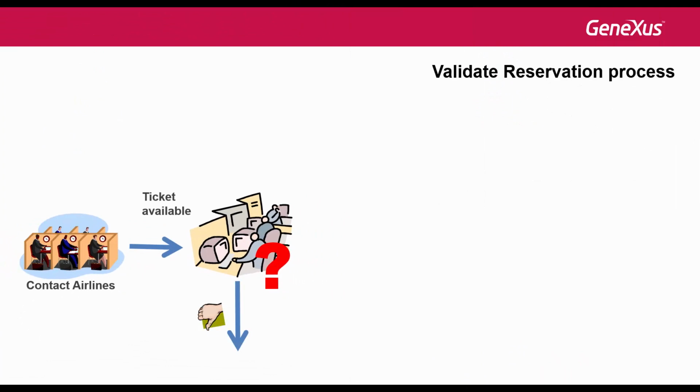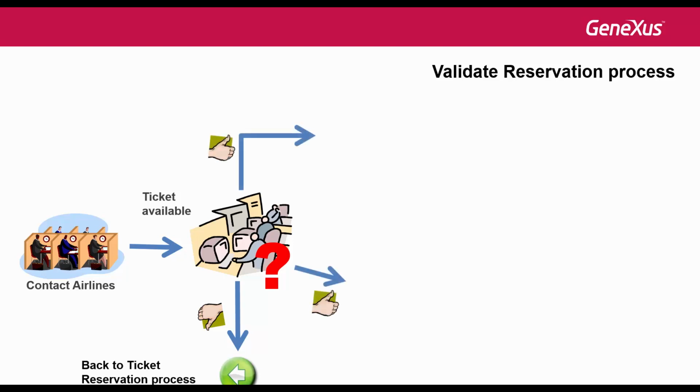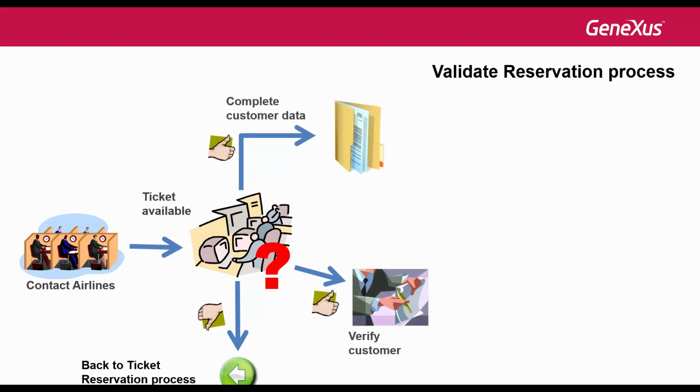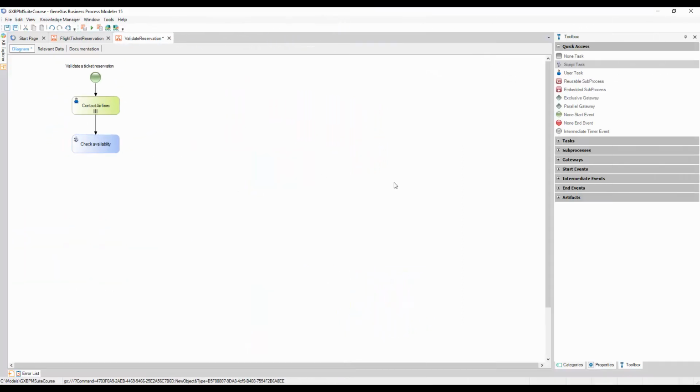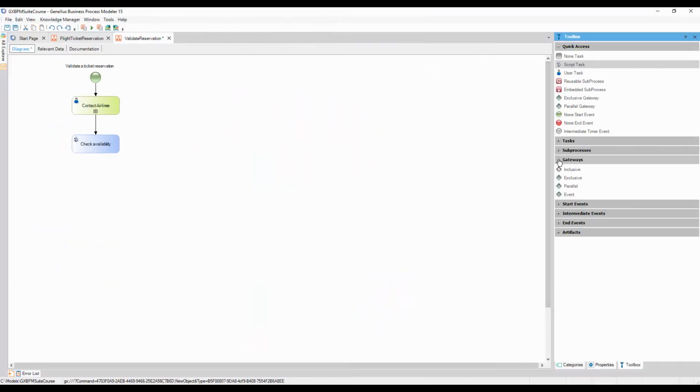Now we need to evaluate the result of these inquiries. If there are no tickets available, we need to return to the main reservation process and ask the customer if he wants to make another reservation. If there are flights available, we need to follow two paths at the same time: complete the trip's details and check the customer's financial situation. We cannot use an exclusive gateway to model this because the flow will have to follow more than one path.